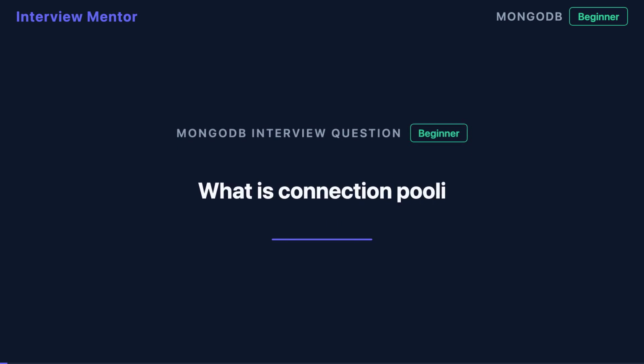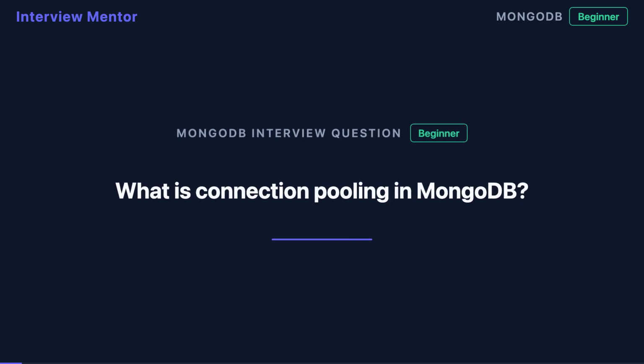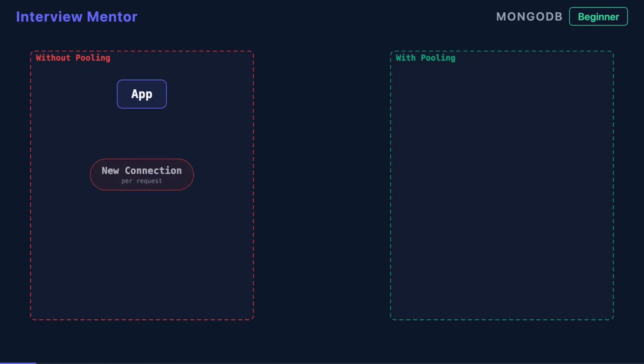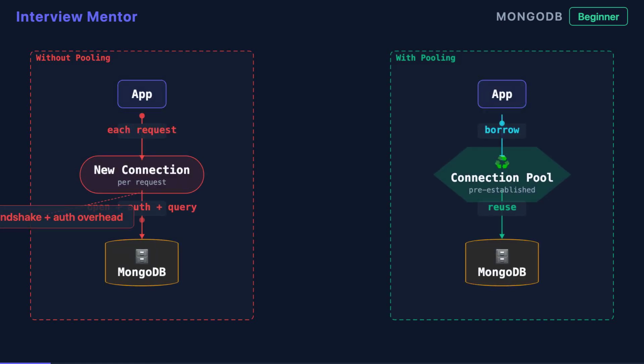Opening a new database connection for every request is silently killing your performance. Connection pooling solves this by maintaining a set of pre-established database connections that get reused across multiple requests. Instead of opening a new connection for every query, your application borrows an existing one from the pool, executes the operation, and returns it when done. The connections stay open and ready, waiting for the next request to come in.